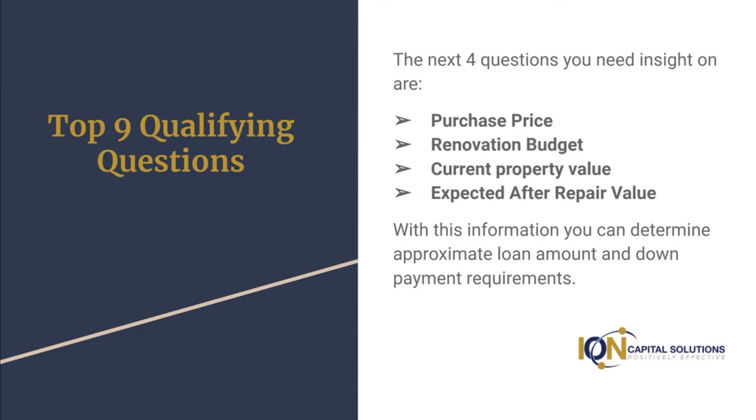Next questions are purchase price, renovation budget, property value, ARV. What am I buying it for? What's my rehab budget? Those two numbers are my total costs. Usually the current value of the property is the same as the purchase price, but sometimes that's not the case. And then finally the ARV, because I need to know what the property is going to be worth after you repair it, because I'm doing all my math on the first two sets of numbers and that last number is where I do my math. We can go to the next slide.